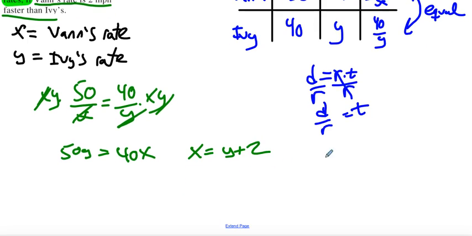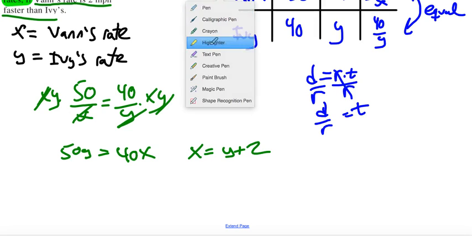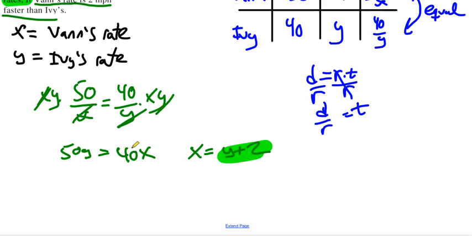This looks like a pretty simple solve by substitution, since we know what x equals. x equals y plus 2, so I can replace this x with y plus 2. Let's do that, but not with yellow, I don't think we can really see that. Let's try that one more time. There you go. So 50y is equal to 40 times x, which is y plus 2. Let's solve this quickly now.